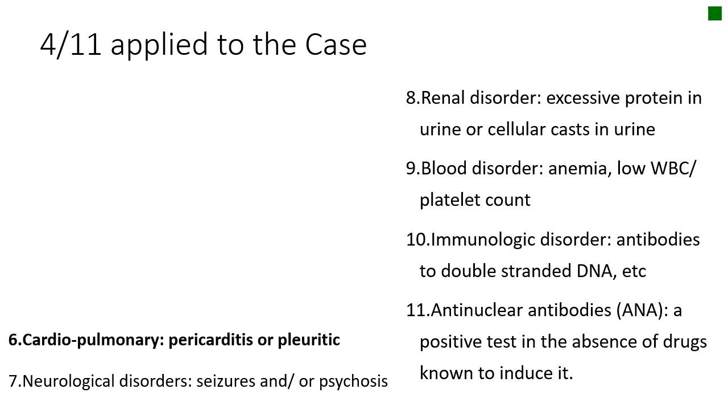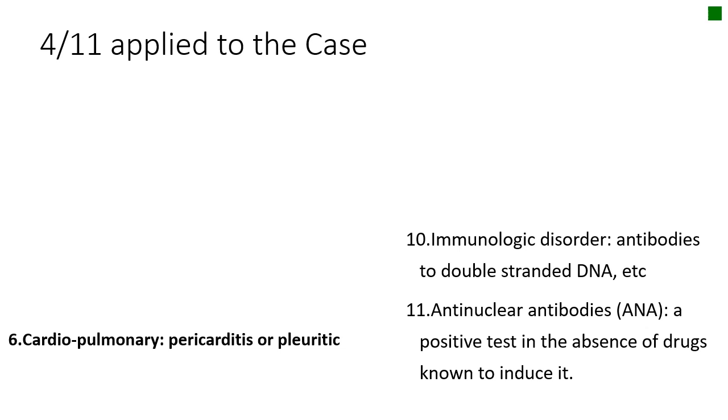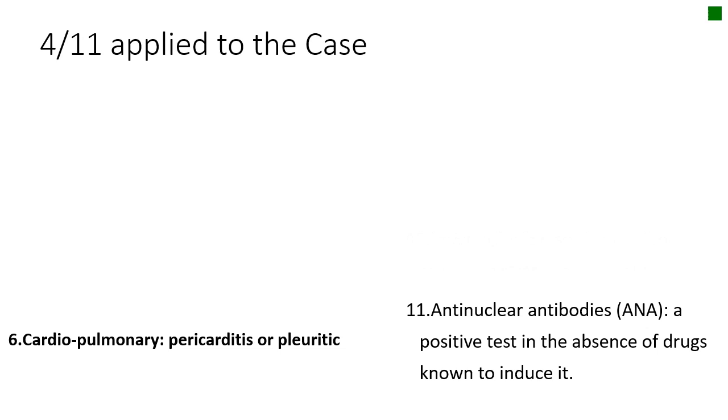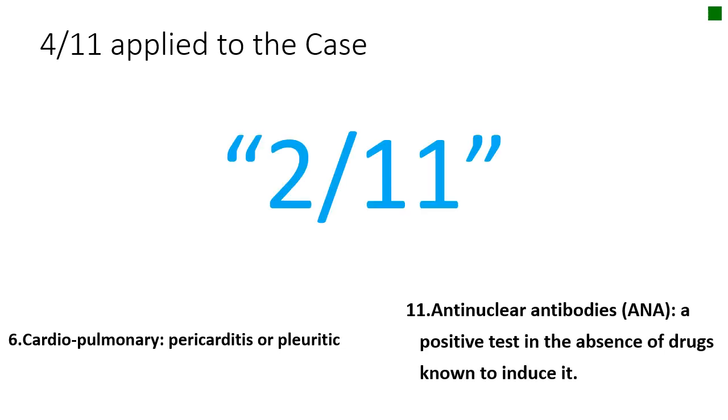Neurological disorders like seizures? No. No kidney disorders. No blood disorders, as reported by the tests. There is no other antibody test that has been done to determine an immunological disorder, but indeed the anti-nuclear antibody, the ANA test, has tested positive. So we'll keep these two. That means the patient is only presenting with 2 out of 11 of these features which have been considered important by the American College of Rheumatologists.